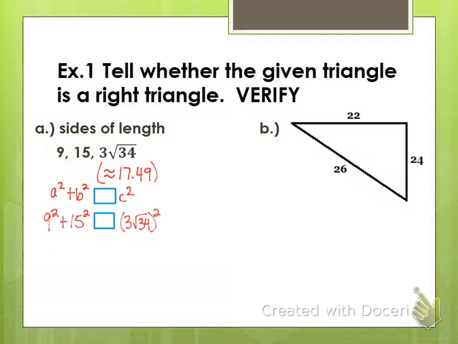All right, 9 squared is... 15 squared is... What about 3 root 34 squared? It should be the same as taking 9 times 34.